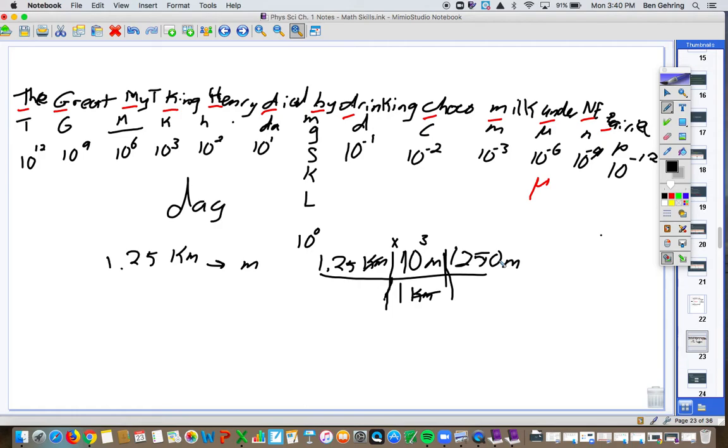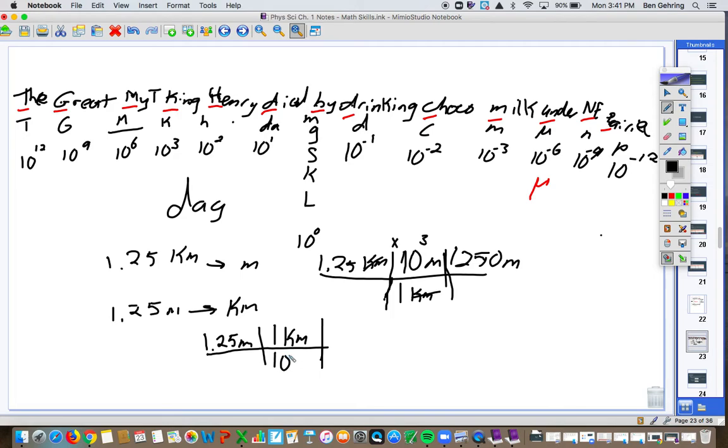On the flip side, if we would go from 1.25 meters to kilometers, I'm going to put 1.25 meters down here. Draw my division bar, separate by a vertical line. I'm going to kilometers, so I need to put kilometers on top. 1 is always going to go with your prefix, and then your power of 10 is going to go with your base unit. So in this case, I have 1 kilometer, and I know that 1 kilometer is the same as 10 to the third, or 1,000 meters.